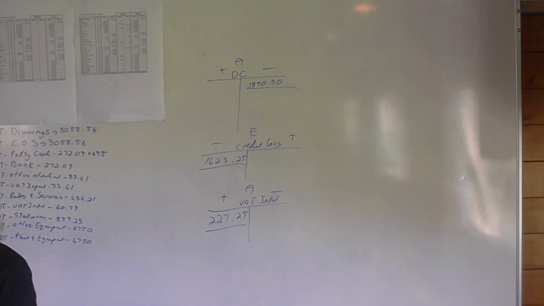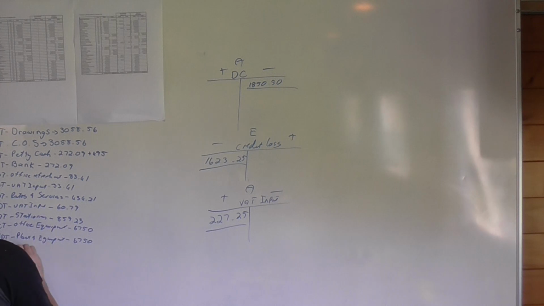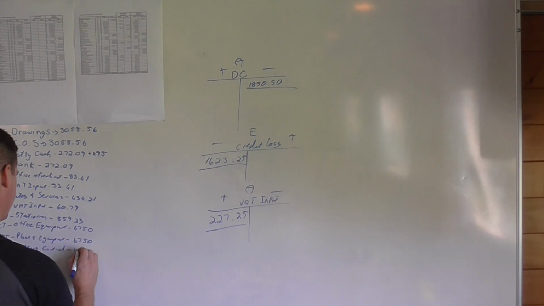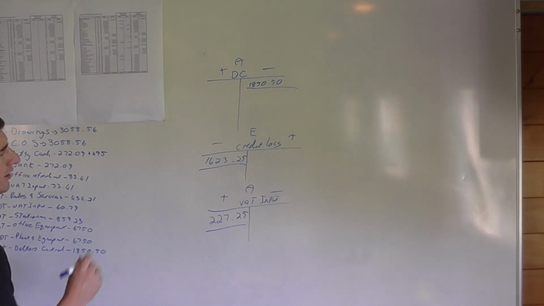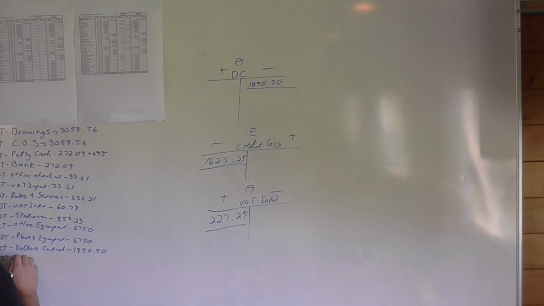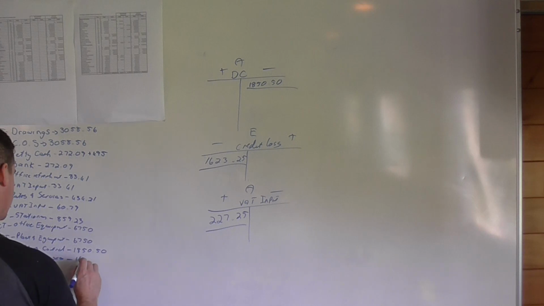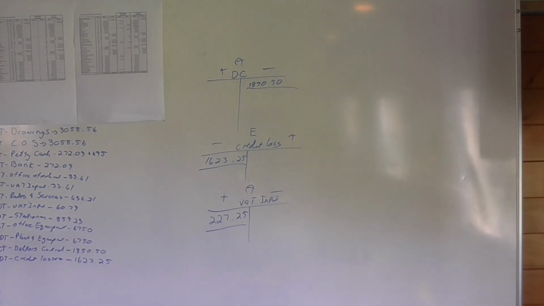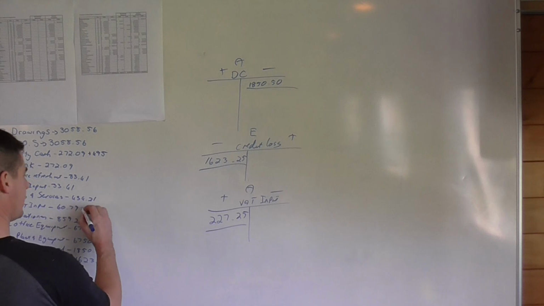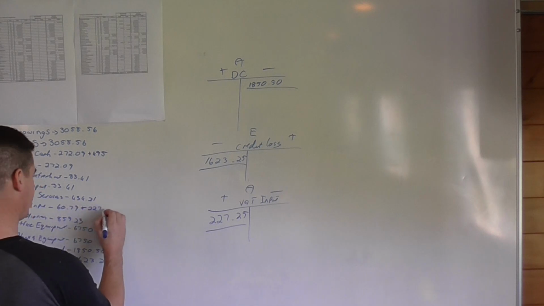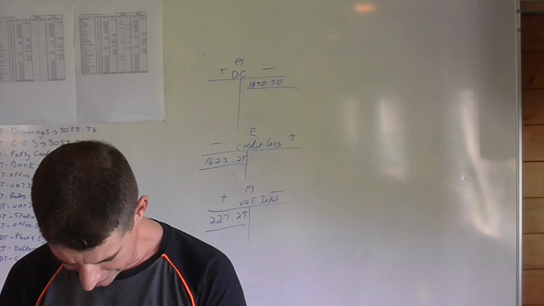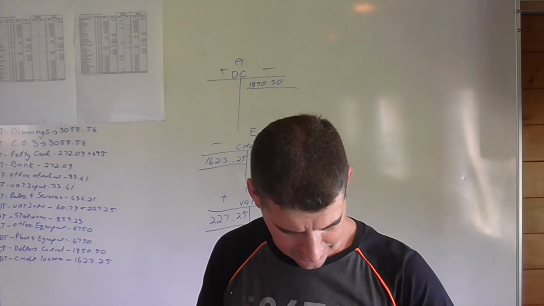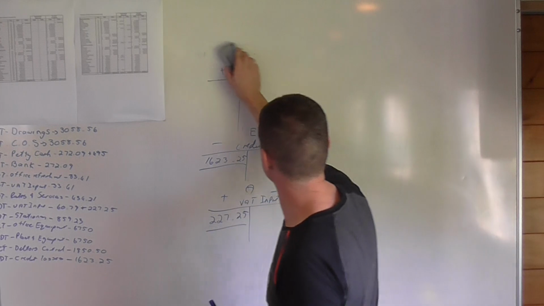So let's say debtors control. I haven't got any debtors control there, so we credit debtors control with 1850.50. We debit credit losses by 1623.25. And then we debit VAT input. I've already got a VAT debit here, so 60.79 plus 227.25. Okay, and I think that is the lot. Great.